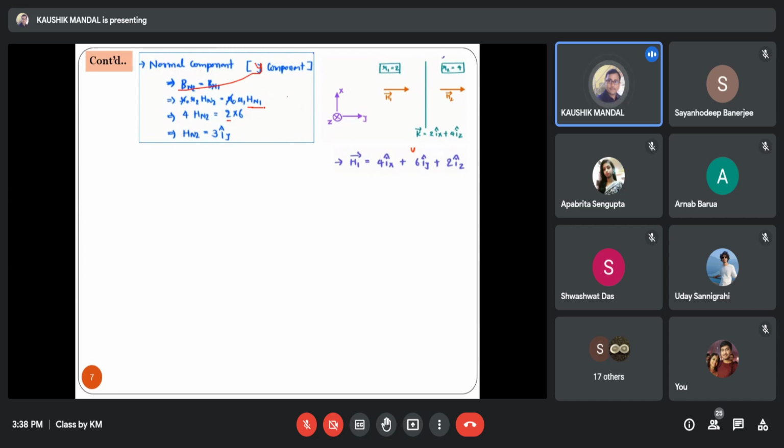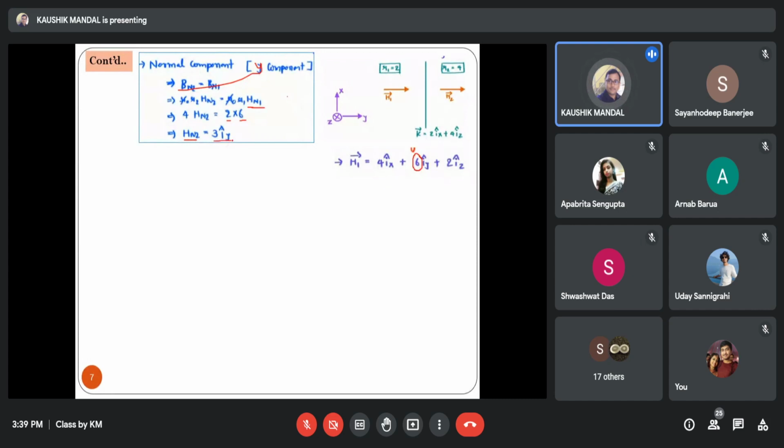We have just mentioned that the normal component of the magnetic field is along the y-axis. That is the y coefficient, which is 6 Iy. This is the normal component of the magnetic field along the y-axis. So that will be 2 into 6. If you calculate it, the normal component of the magnetic field in medium 2 will be equal to 3 into Iy.